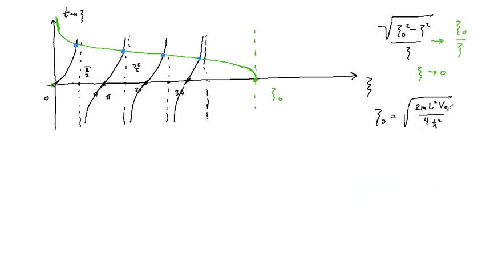So basically parameter xi naught is how deep my potential V naught is, yeah? If I make it very deep, so if V naught goes to infinity, that would be a very, very deep potential well. Then xi naught will go to infinity as well, yes? And then the number of solutions is infinity.